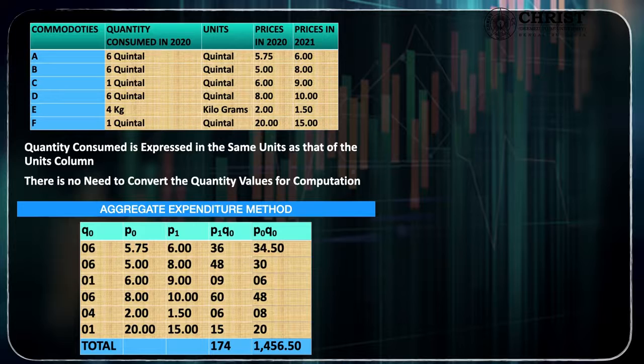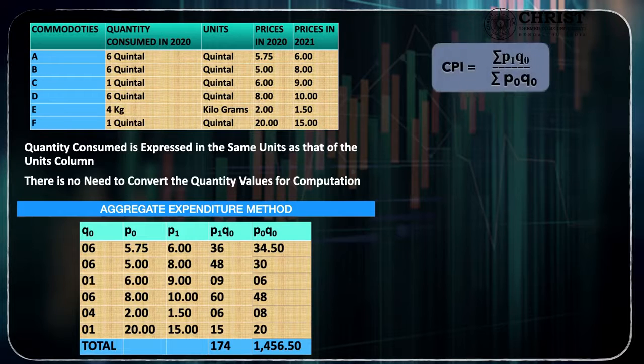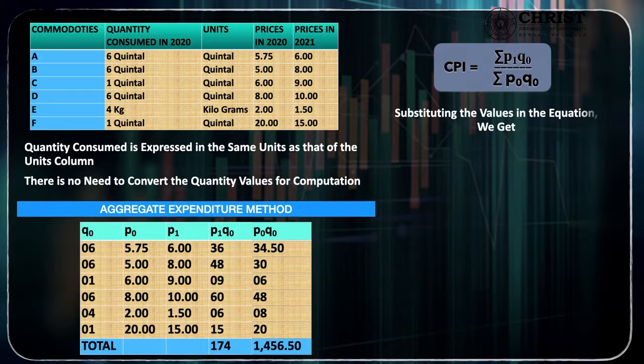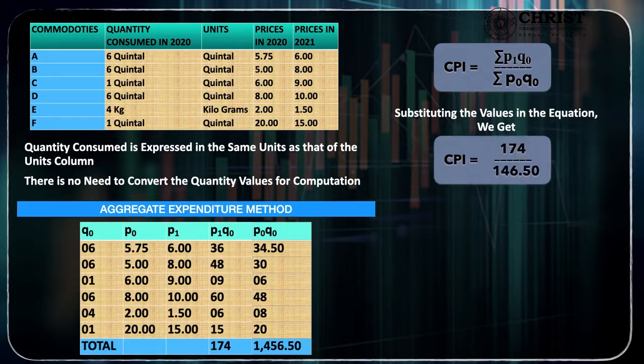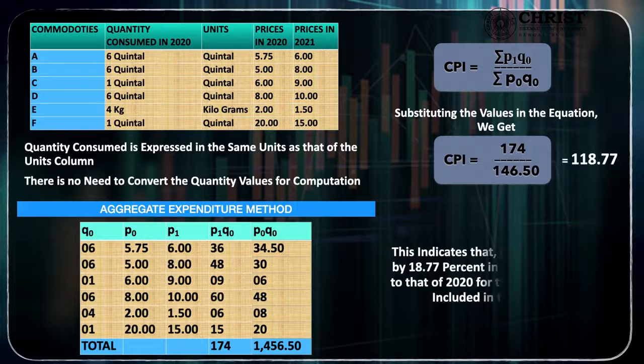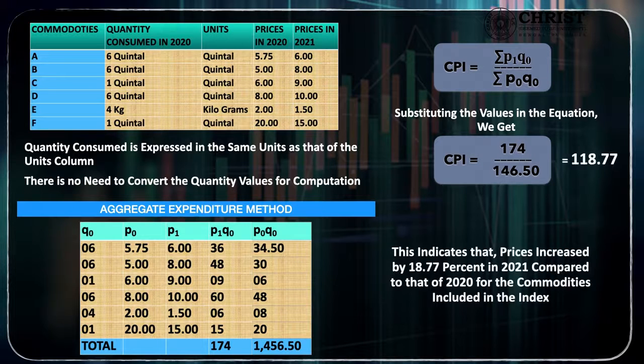Now, if you see the formula for aggregate expenditure method, CPI is equal to sigma P1 Q0 divided by sigma P0 Q0. Now you substitute the values in the equation, you will get CPI is equal to 174 divided by 146.50, that is equal to 118.77. So this indicates that prices increased by 18.77% in 2021 compared to that of 2020 for the commodities included in the index. So if you're getting a question for examination, you have to remember that both the methods should give the same answer. So the same answer we should get for the second method also.